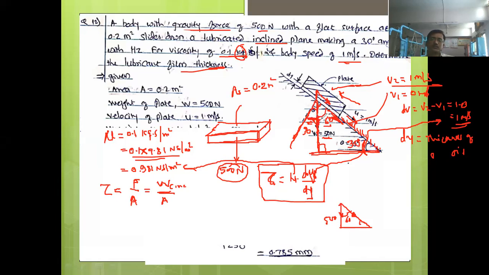Yes, 500 sin 30. Sin 30, correct. 500 sin 30. So either you can write down there the component of weight as 500 cos 60 or 500 sin 30. Both will be having the same value. Sin 30 value and cos 60 value is same, right? So this is basic concept you have learned in the engineering mechanics, how to resolve the two forces.